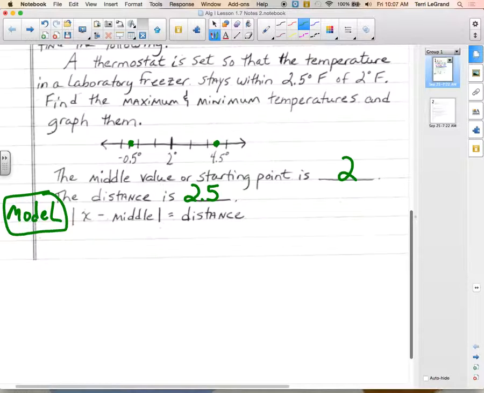Okay, so anybody want to offer up what they think might be the equation for this one? Tyler? X minus 2 equals 2.5. Okay, you guys agree? Good equation? Okay, let's solve it now then. Let's see if we get the 2 points that we plotted on that number line. So, do we need to do step A? No, we don't really need to do step A. It's already isolated, so let's move on to step B. And step B, what do we do in that step?